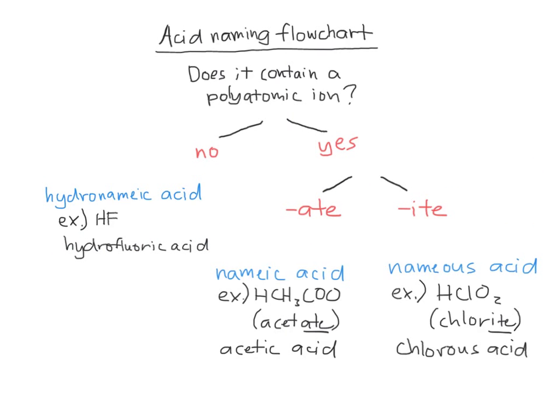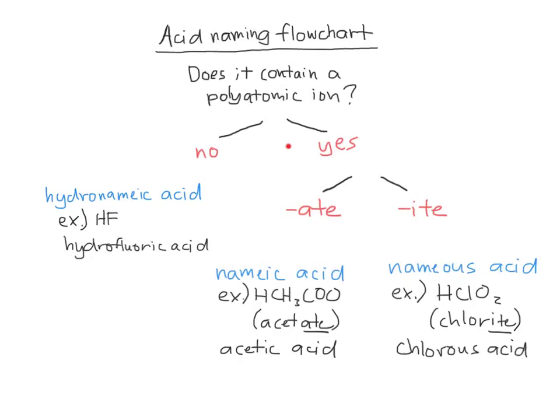To summarize, we can use the following flowchart to help name our acids. First, we ask ourselves the following question. Does it contain a polyatomic ion? If no, we name it hydro-name-ic acid. For example, HF is called hydrofluoric acid.